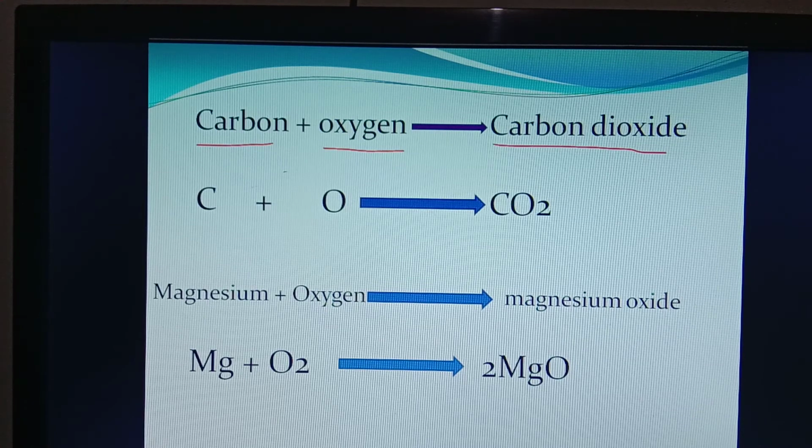Similarly, another example is magnesium plus oxygen gives magnesium oxide. So magnesium and oxygen are reactants and magnesium oxide is the product. Here it should be 2 because number of atoms on the left hand side and on the right hand side should be equal. So 2 magnesium this side on the reactant side, 2 magnesium on the product side. Similarly, 2 oxygen, 2 oxygen on both the sides, right? So these are reactants, this is product. This is how we write chemical equation.